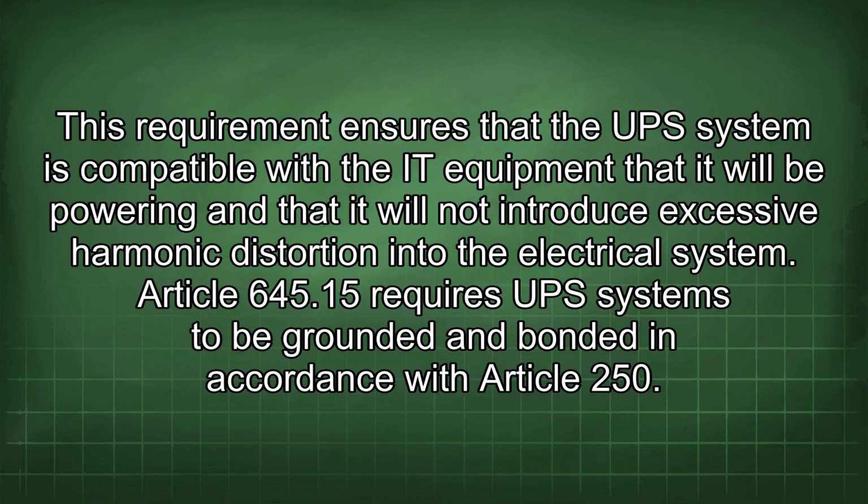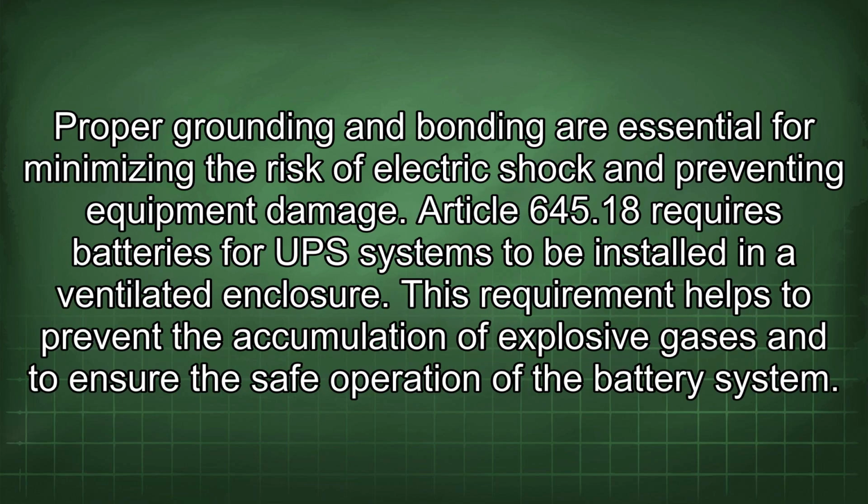Article 645.15 requires UPS systems to be grounded and bonded in accordance with Article 250. Proper grounding and bonding are essential for minimizing the risk of electric shock and preventing equipment damage. Article 645.18 requires batteries for UPS systems to be installed in a ventilated enclosure. This requirement helps to prevent the accumulation of explosive gases and to ensure the safe operation of the battery system.